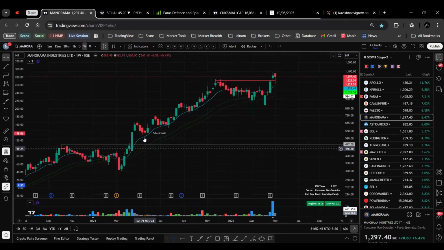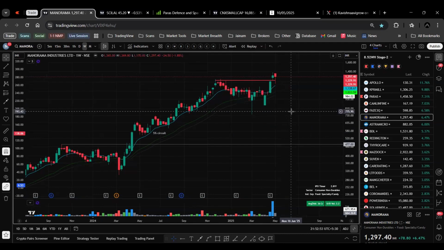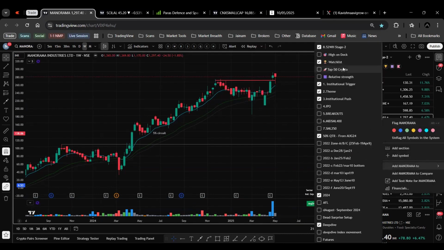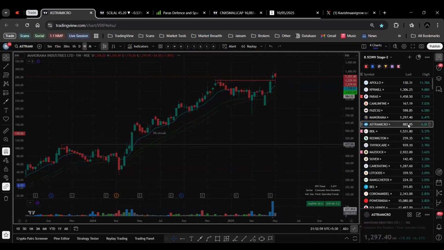Manorama, a very smooth mover. It's at the all-time high, broke out with huge volumes, and it's an EP as well. It has a catalyst. I'll just add it to my watch list. Then Astra Micro.